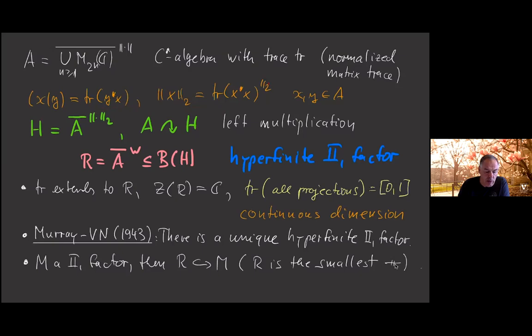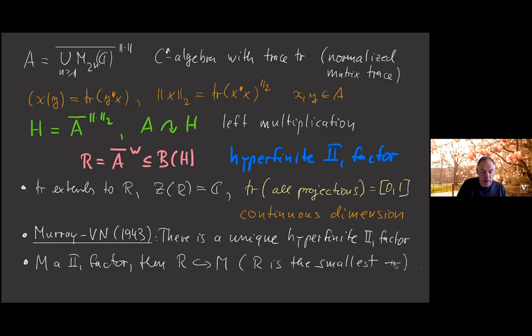Then you complete the algebra in the norm induced by this inner product, and you get a Hilbert space. And of course, the algebra acts on it simply by left multiplication, right? A, in this case, would be dense in the Hilbert space. So left multiplication is a densely defined operator, and you show it extends by continuity to the whole Hilbert space, and you get a representation of the algebra on this Hilbert space H.